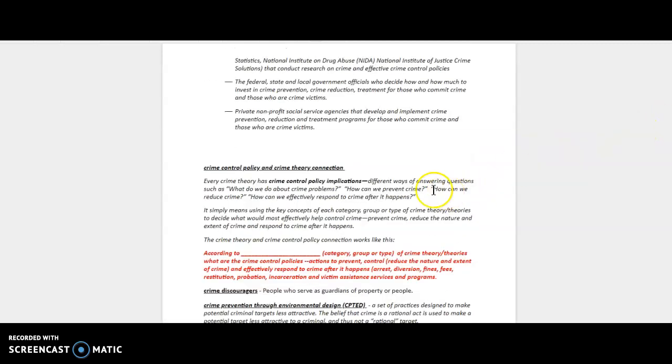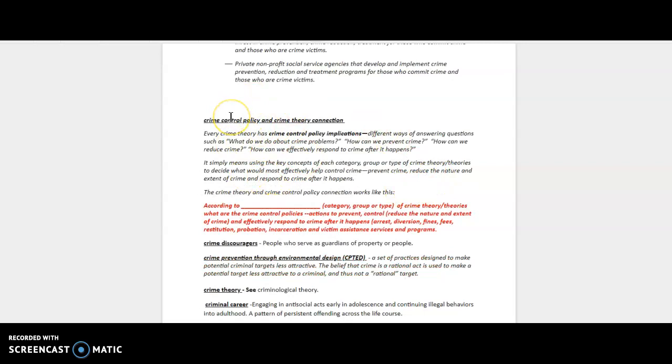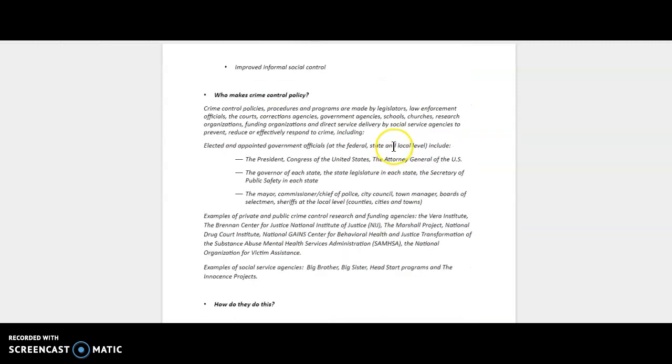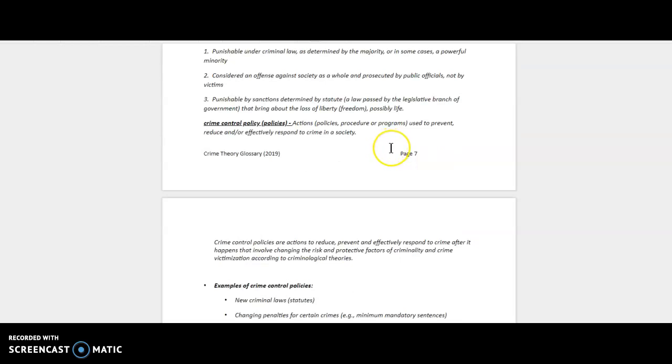So, crime control policies, that's something that's going to enter into our discussion here in Chapter 1, and it will continue in Chapters 3, 4, 5, 6, 7, 8, and 9. So a crime control policy is an action, or let me scroll up. A crime control policy is defined as actions, policies, procedures, or programs designed to prevent, reduce, or effectively respond to crime in society.